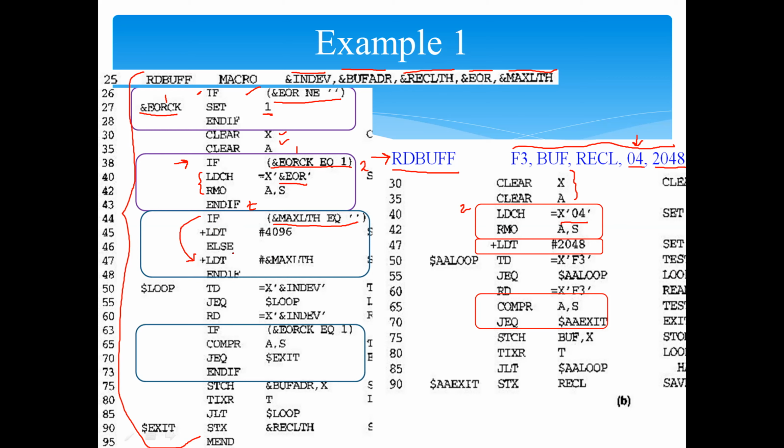So LDT, +LDT with &MAXLTH, this statement. This is the third block, and in the third block you only have one statement. So MAXLTH is replaced with the value 2048, which is passed. Then you have the 3 sequential statements that come. Here you can see that you have a loop variable in your macro body, and it is being expanded to $AALOOP. A unique label is generated.